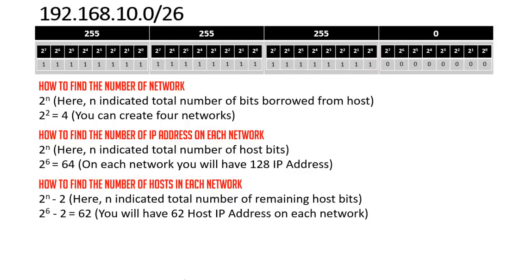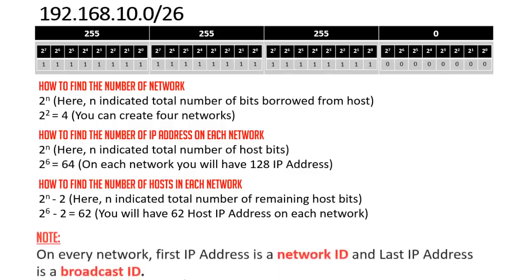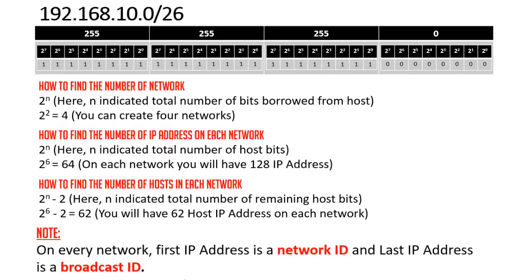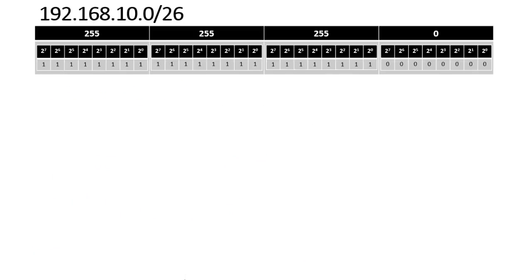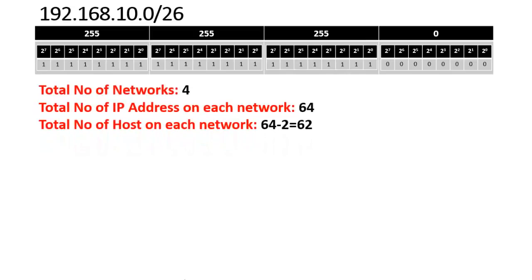Now the question is, why do we subtract 2 here? We subtract 2 because on every network the first IP address is reserved for the network ID and the last IP address is reserved for the broadcast ID, and these two IP addresses you cannot use. Hope the concept is clear. As you can see, the total number of networks is 4, the total number of IP addresses on each network is 64, and the total number of hosts on each network is 62. So hence we have 4 networks.